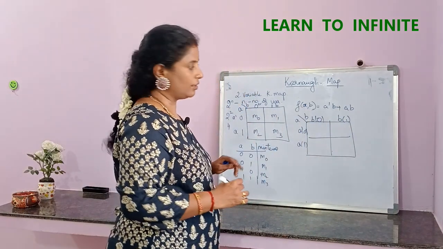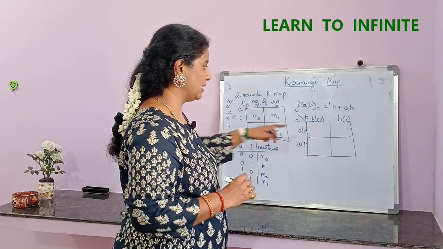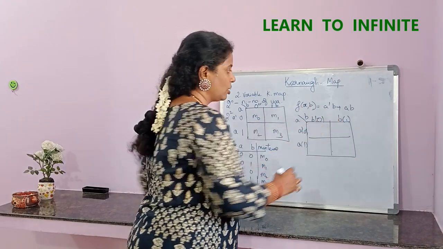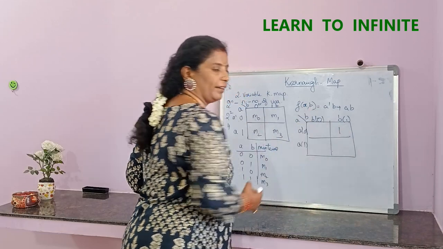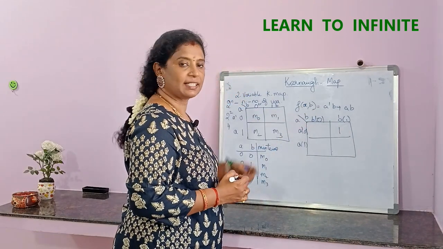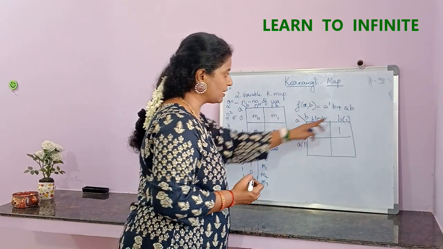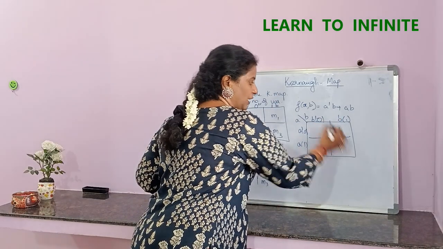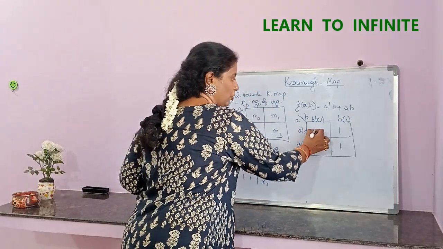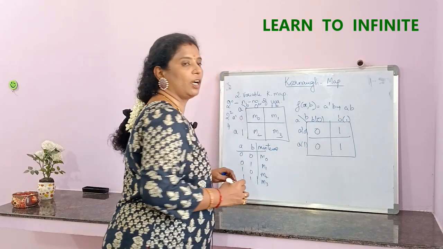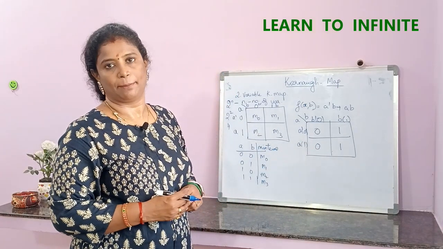Now look at the question. The first term is a dash b, so here I have to put it as 1. What is the second term? ab. So this is ab, and again I am putting it as 1. The remaining squares are 0.